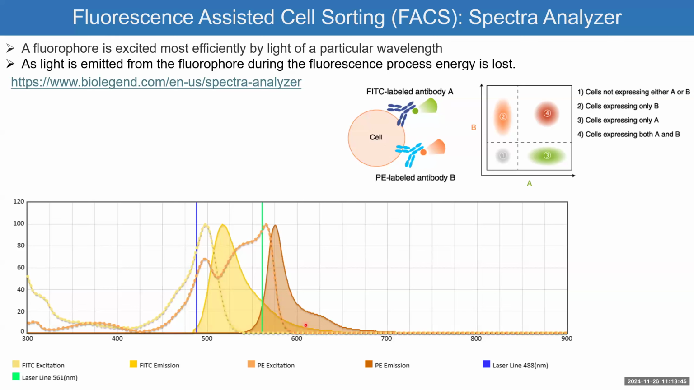I can make a combination up to 5 or 6 different colors like that. The bottom line is every time you emit, energy is lost and the wavelength becomes higher. And this is the rule for all the fluorophores. Okay?